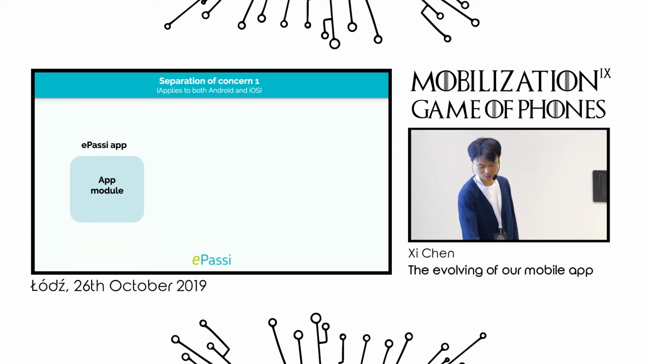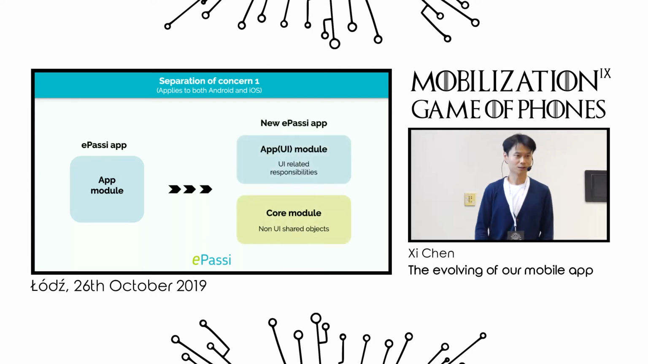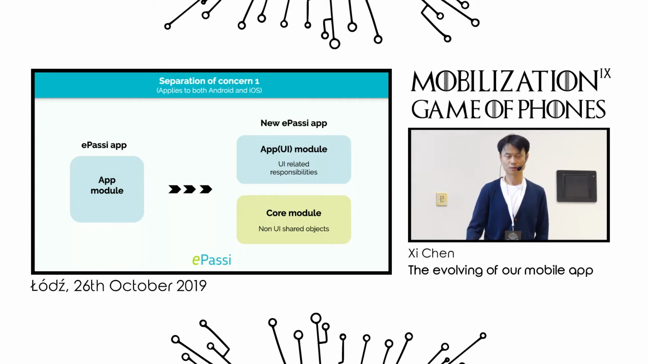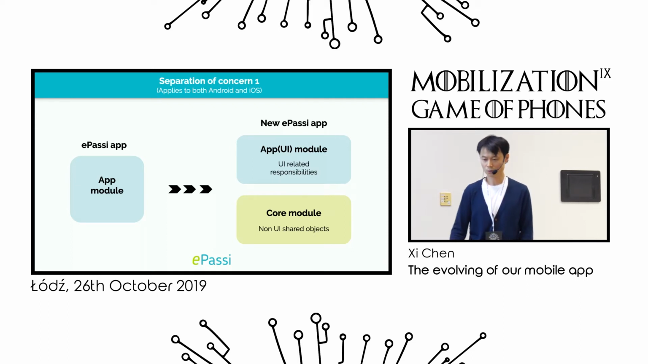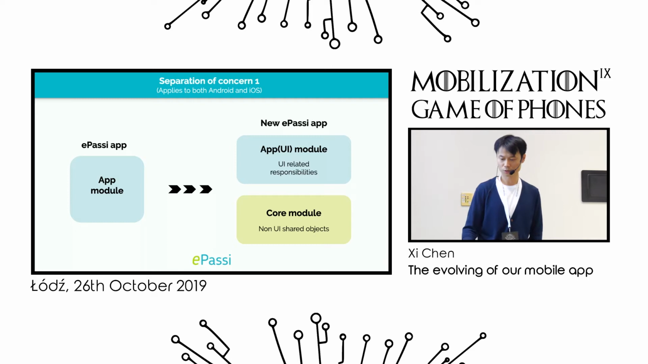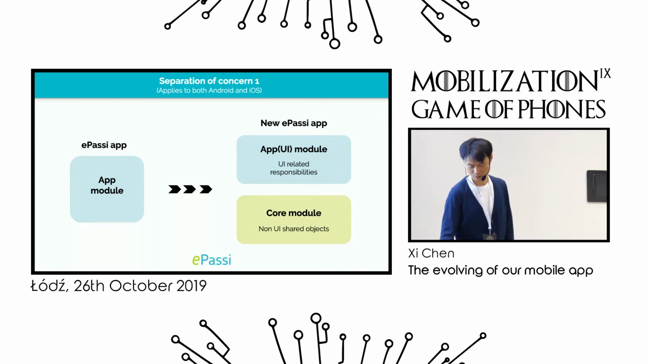Exactly, we want to decouple it. So we want to separate the responsibilities. The UI responsibilities belong to the UI module, and the non-UI responsibilities belong to the non-UI module. We use the term app module for the UI things and the core module for the core business logic. That's the very first general idea in our mind.